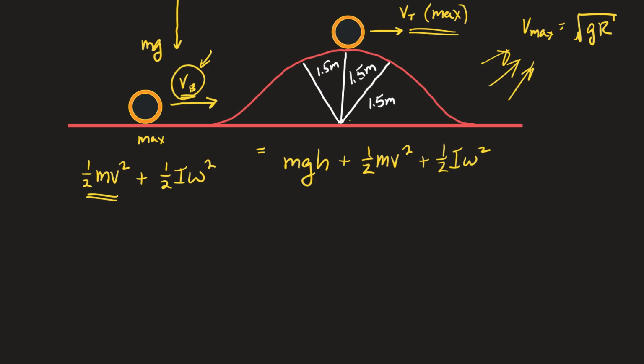All right, so if it's a ring, what's the moment of inertia? That's right, 1 mr squared.